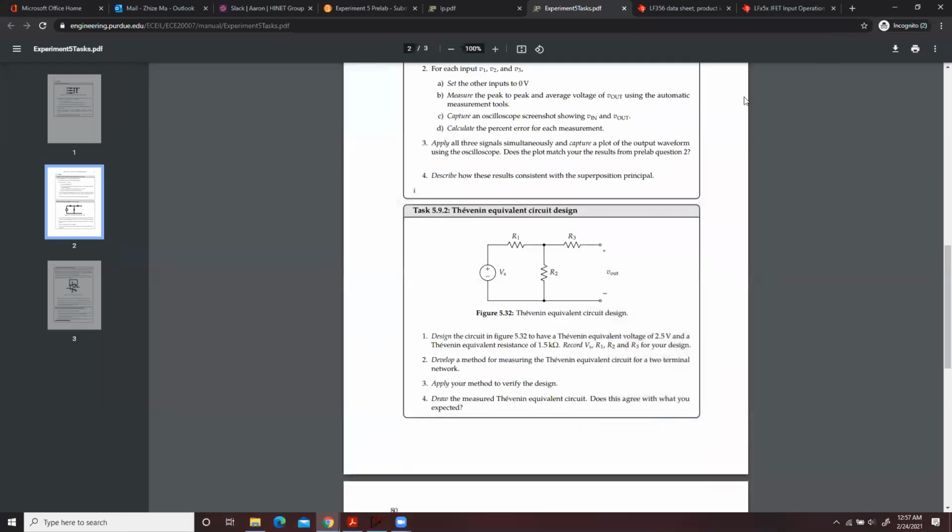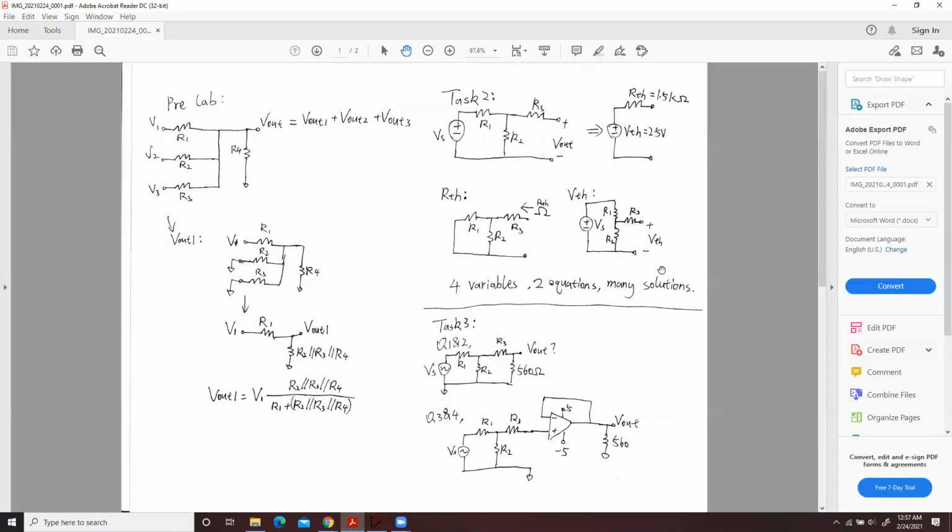Okay, then, so that's task one. Then question two is you want to develop a method to measure the Thevenin equivalent circuit. So what does that mean? For example, you are given this circuit, but you don't know the RTH and the VTH.